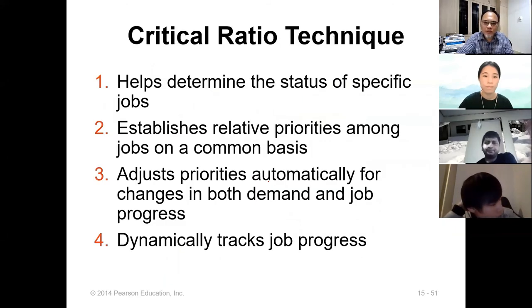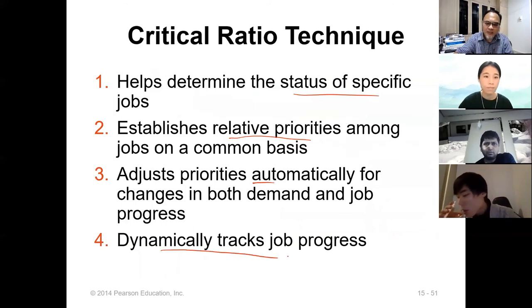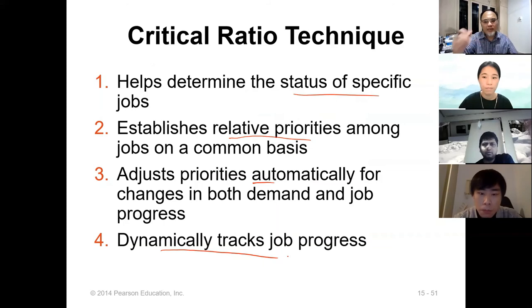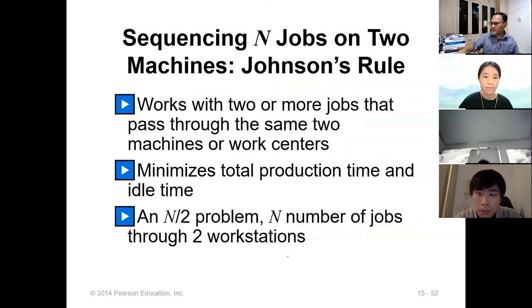Critical ratio will help determine the status of a specific job and establish priorities among the jobs on a common basis, which is the remaining time and due dates. You will adjust priority automatically, and it's tracking jobs dynamically. You're tracking progress. So those that are behind, you need to expedite or move faster. Right, any questions?